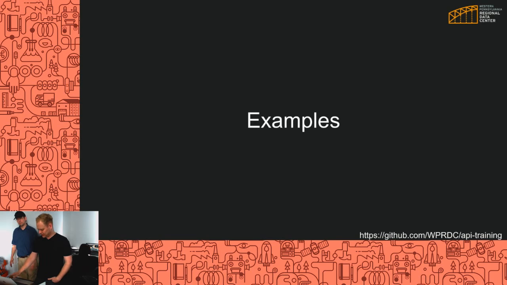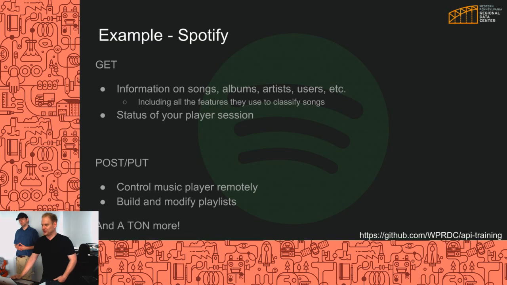All right. So now we'll do some general big examples of things that have APIs that are relatively easy to access and that you can do fun things with. The first is Spotify. Spotify is great because nearly everything the platform is built on, you can access through the API to a certain extent. So you can get information on songs, albums, artists, users, playlists, everything.